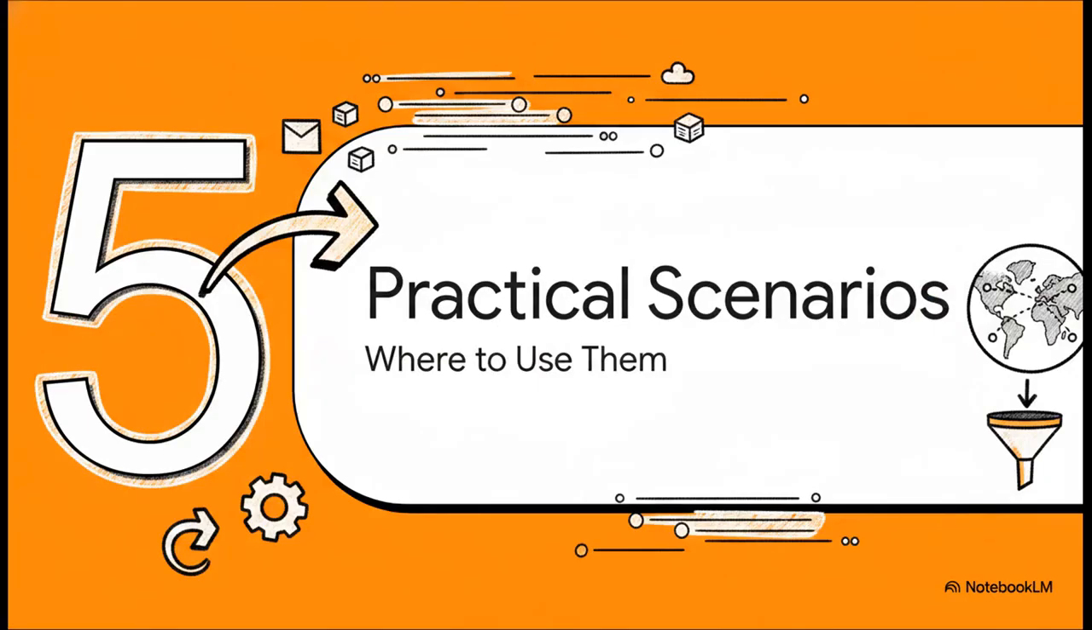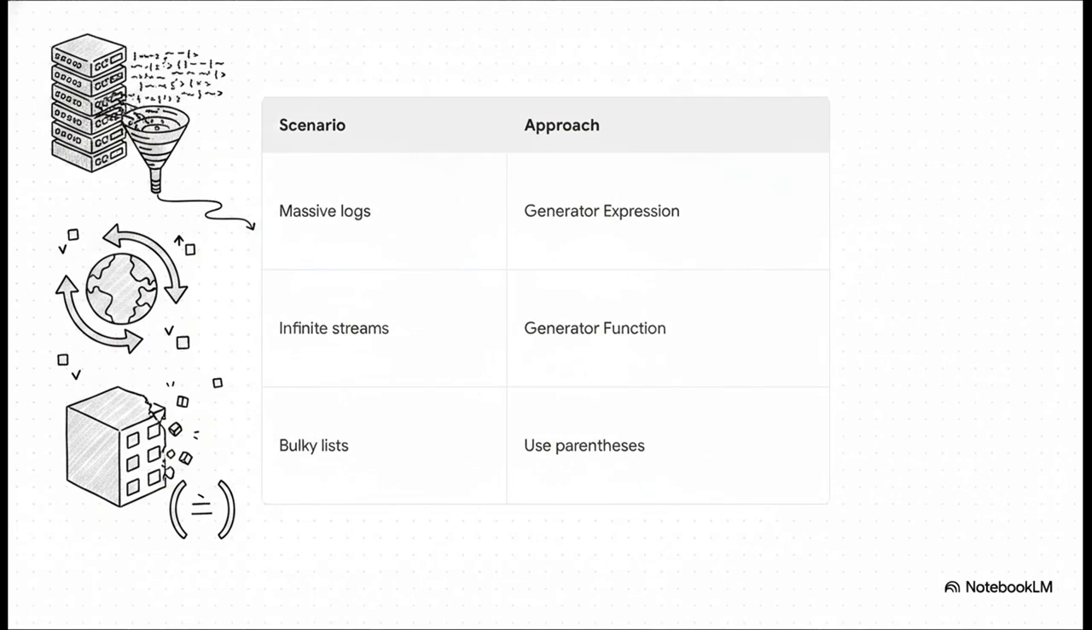So where do we actually use this? Let's cover that in Section 5, Practical Coding Scenarios, where to use them in the wild. Let's explicitly connect our coding approach back to those awesome memory-saving benefits we talked about earlier. First scenario, reading a massive server log file. We are talking gigabytes of raw text here.